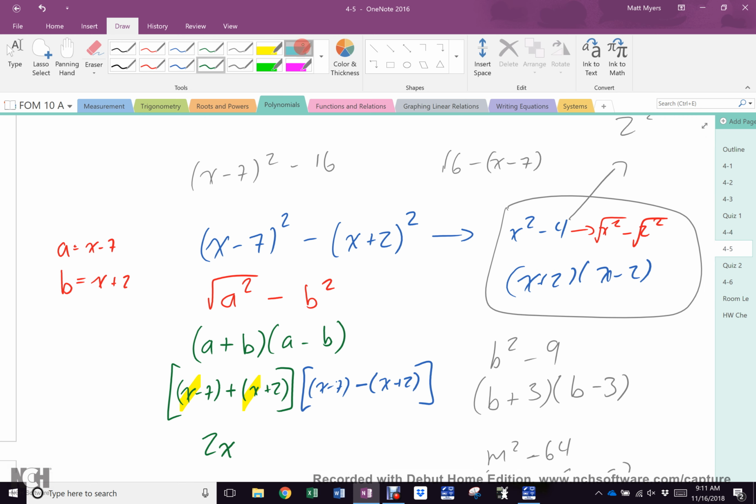2x. What is negative 7 plus 2? Negative 5. Is everybody cool down the left side? All right. Now go to the right side. What is x minus x?